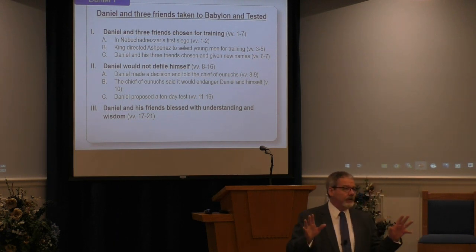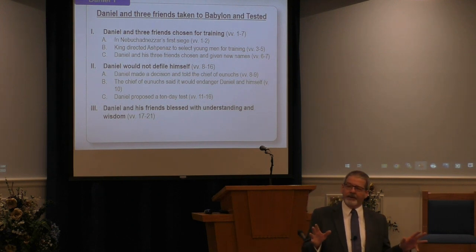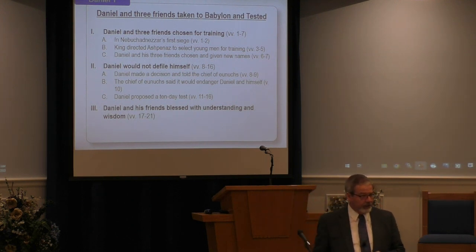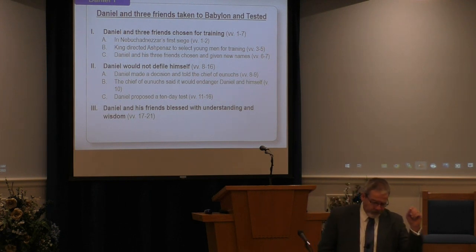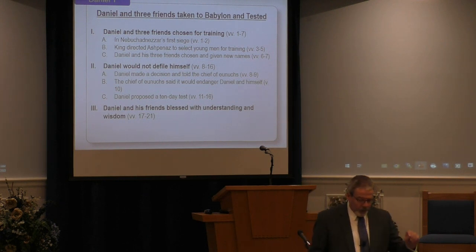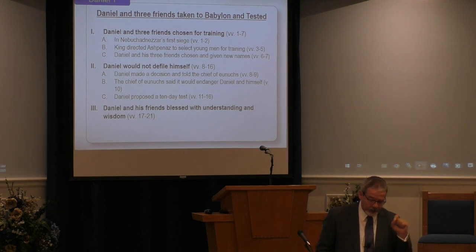Now, this is not when the temple was destroyed. This is not when the city was completely taken. That happens in the third siege. This is the first, in 605 and 606 BC. Now, notice at verse 2. Here's one of the points that I ask you to look for. The Lord gave Jehoiakim, king of Judah, into his hand.